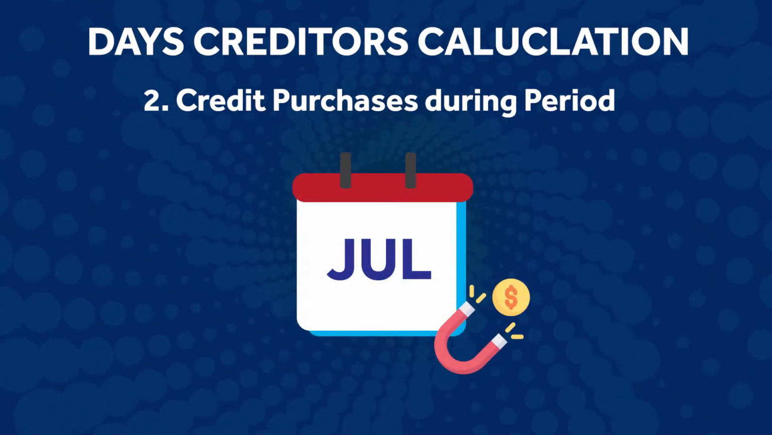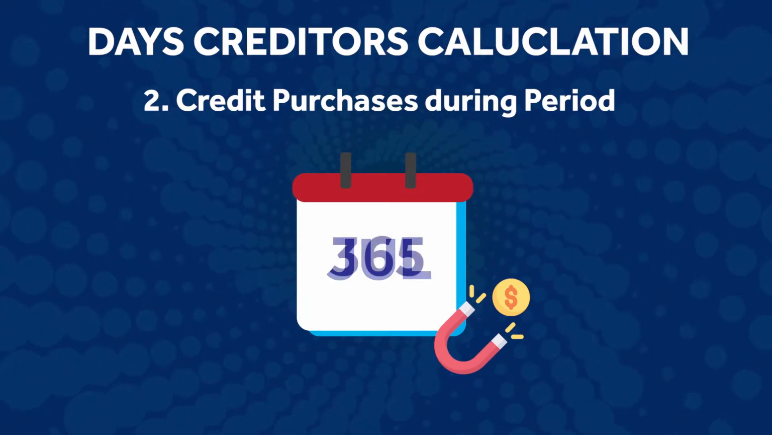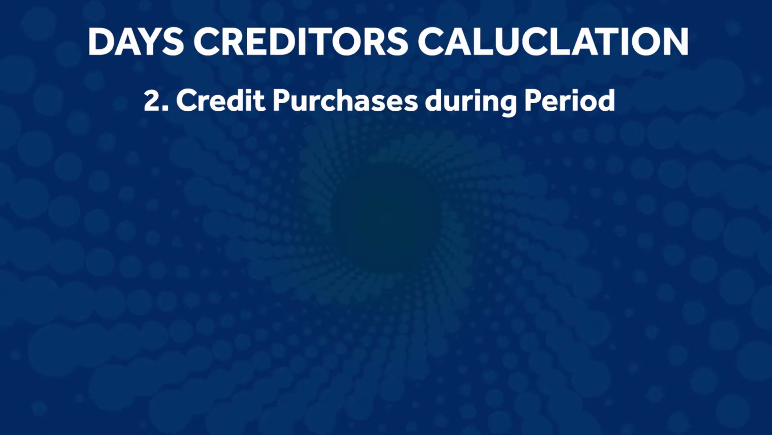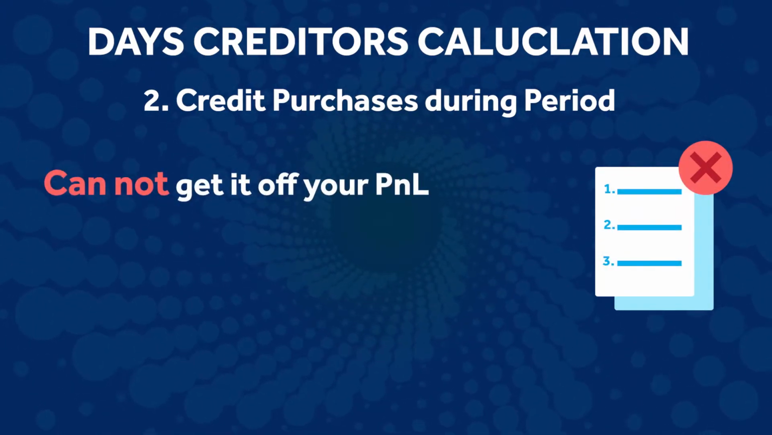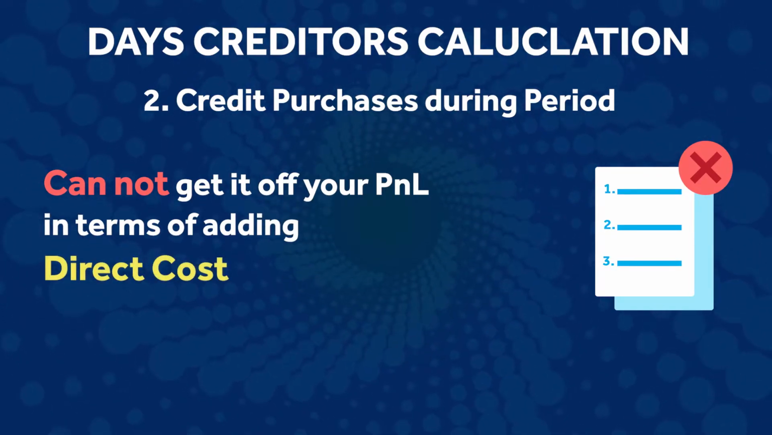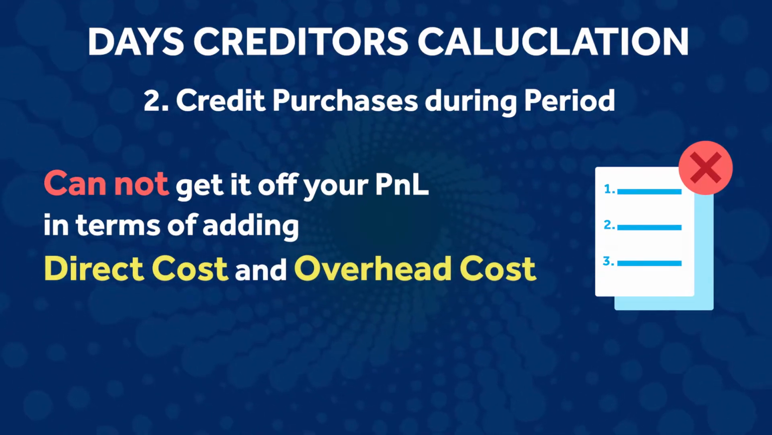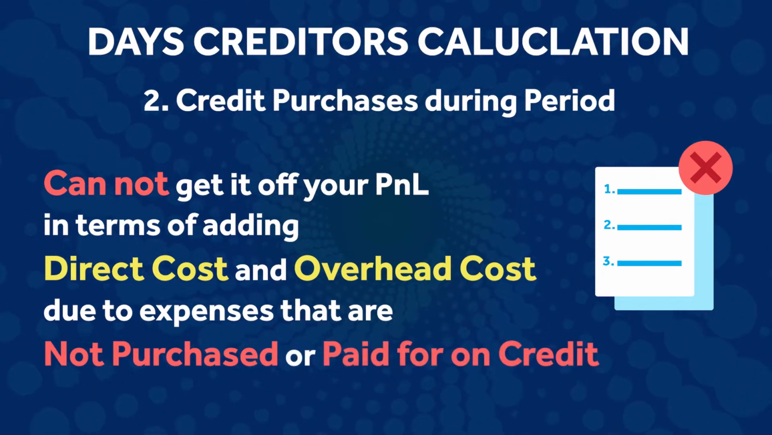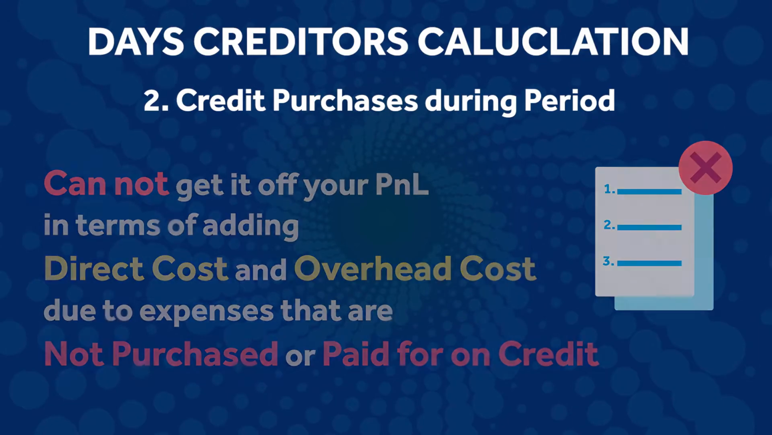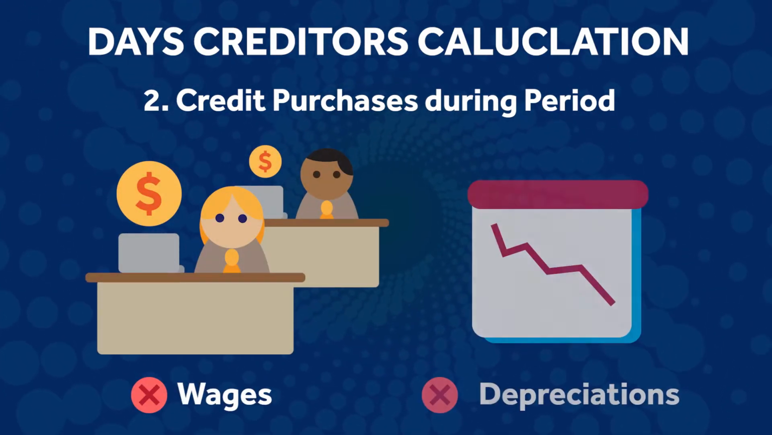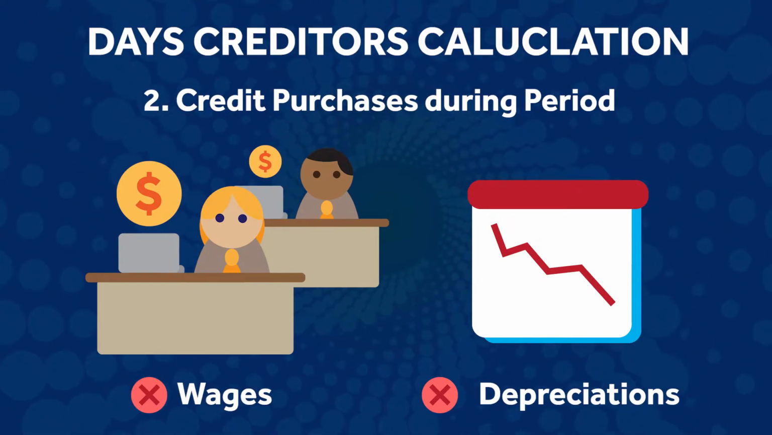So in this case, we're going to look at the month of July, but it could be over the course of a year, it could be over the course of 6 months. Now, the important part of this is you can't just get this off your P&L in terms of adding your direct costs and your overhead costs, because there's expenses in there that aren't purchased or paid for on credit. So the biggest ones would be things like wages and also elements like depreciation, which are a non-cash expense.